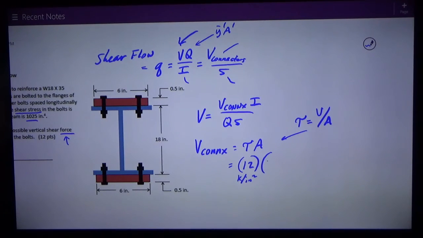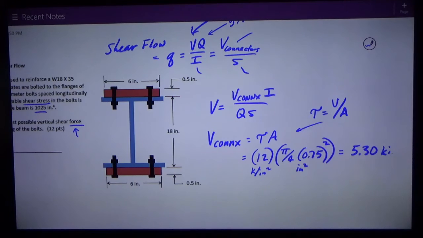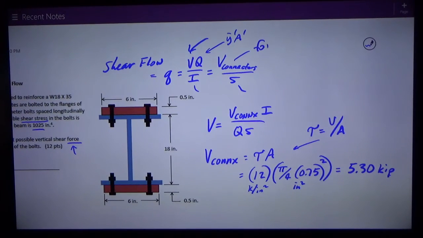Just rearrange that equation. Well, tau is said to be 12 ksi, kips per square inch. A is the area of one bolt. Well, it's a 0.75, 3/4 inch diameter bolt, so it's pi over 4 times 0.75 squared that gives me the area of one bolt. So that works out to be 5.30 kips, because I've got inches squared here for that area. So each bolt is good for 5.3 kips. Remember, that's a force, not a stress. And that's what V connector is in this thing. It's a force in the basic formula.